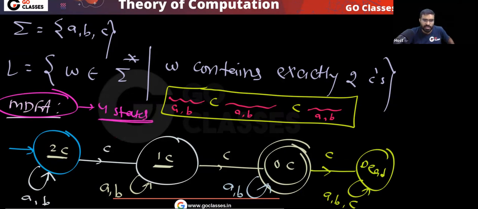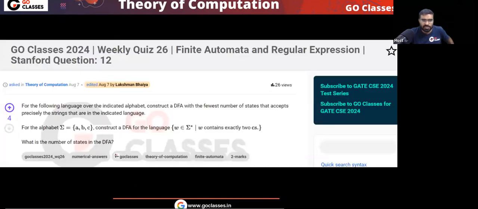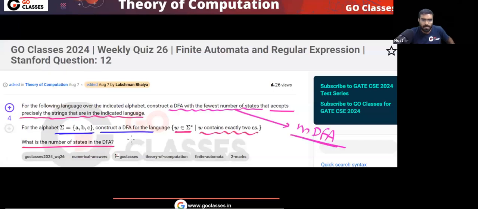In the minimal NFA, how many states will there be? You can see the minimal NFA will be like this. So the minimal NFA has 3 states. Very simple. So this is the idea. For this question, the answer will be 4. The minimal DFA has 4 states. So this is a simple question.